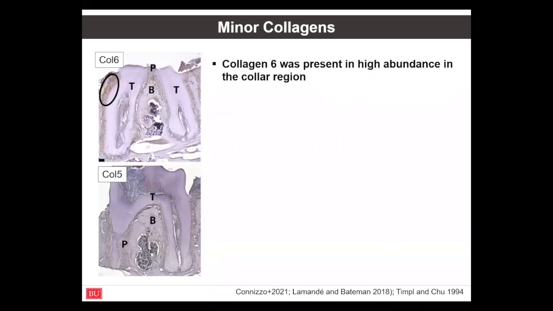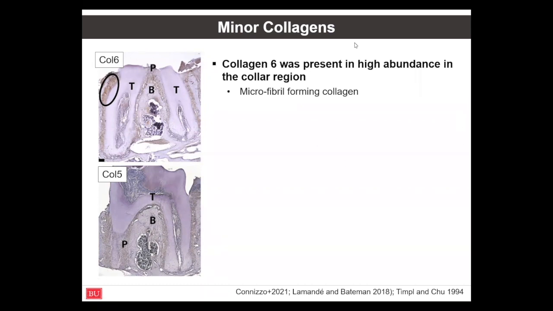So collagen 6 is a really interesting one. It's a microfibril forming collagen, and you can see up in the top left here this really dark brown staining. So just to orient you, all of the immunohistochemical images will be shown with a purple hematoxylin counterstain, and then your brown is your DAB immunostain for the particular target that's shown up here in the top left. And then the T's represent the tooth, the B, the bone or the mandible, and the P represents the periodontal ligament.